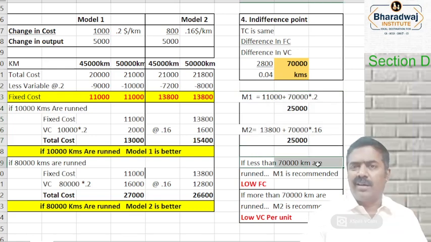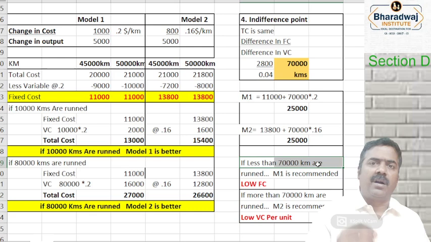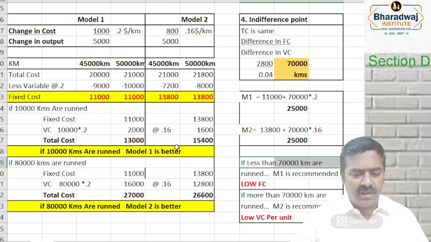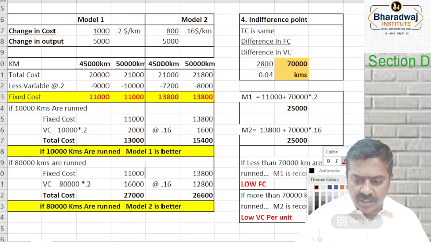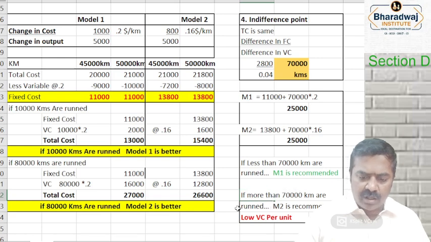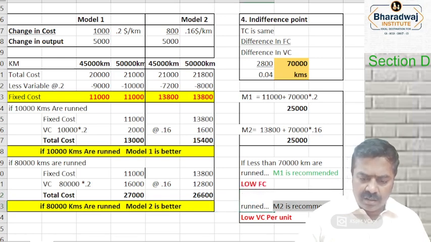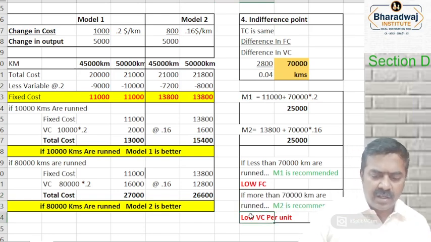Simple. If your output is less than 70,000 kilometers, you're using only limited extent, or lesser usage is there now. Go for a model which is having what? Lower fixed cost. Which model? Model 1 will be recommended. Model 1 is recommended because it is having what? Lower fixed cost. If you're using very high, then go for a model which will have what?